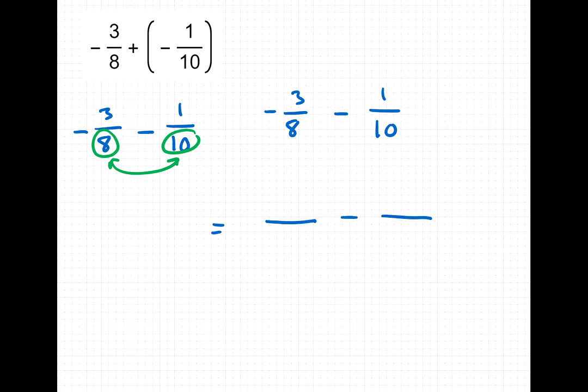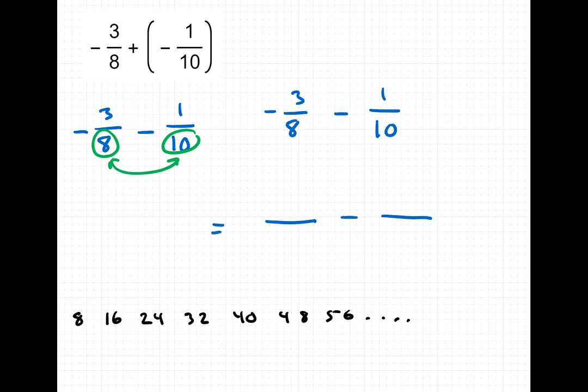Now, the common denominator is the least common multiple of the denominators, or the first number that is a multiple of both denominators. Another way you could think of that is the smallest number that 8 divides evenly into and that 10 divides evenly into. All right, so let's look at the multiples of 8. 8, 16, 24, 32, 40, 48, 56, and so on.